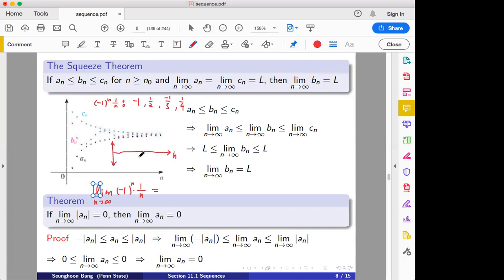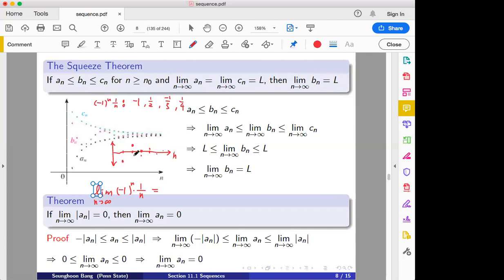This is n. The first term is minus 1. This is the first term. For the second term, n equals 2, we have positive 1/2. The third one is minus 1/3. The fourth term is 1 over 4.